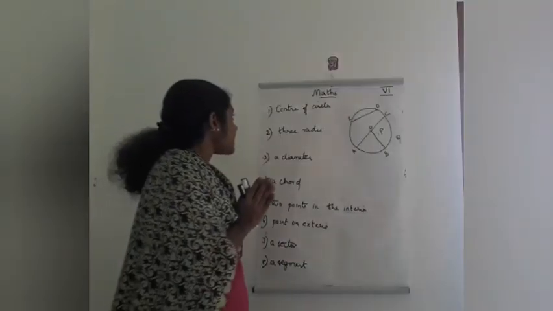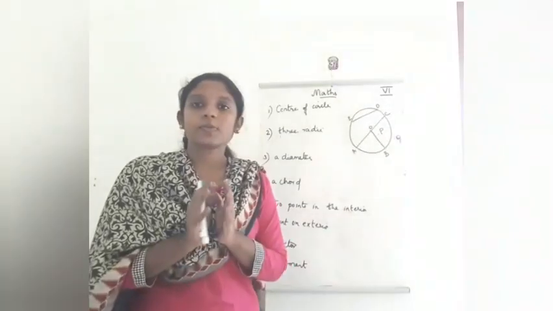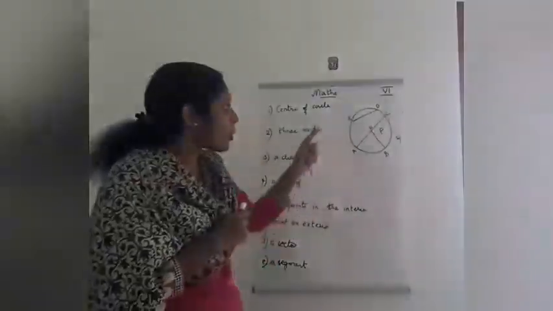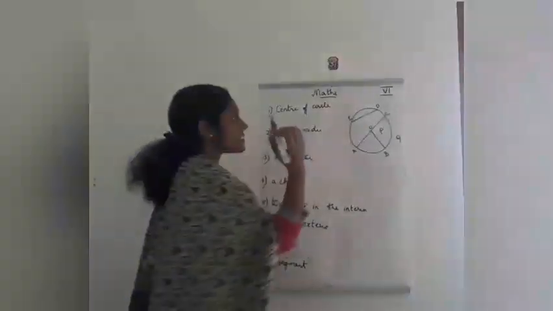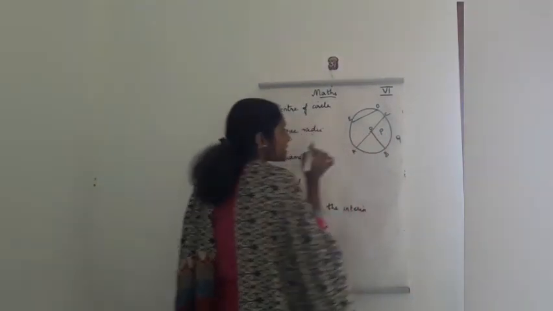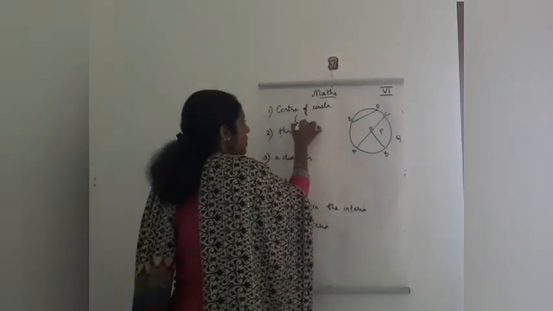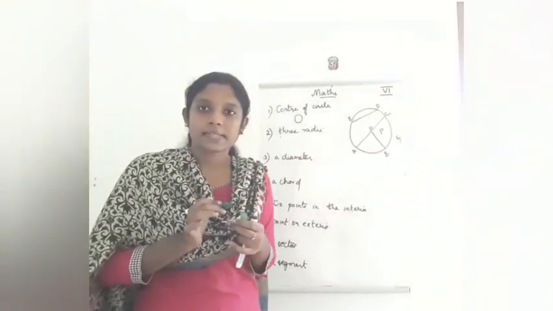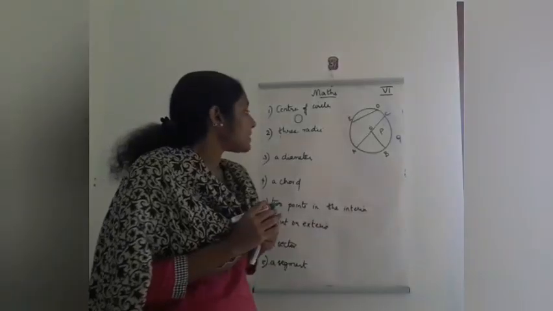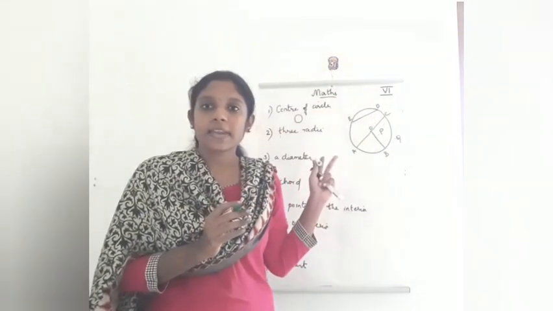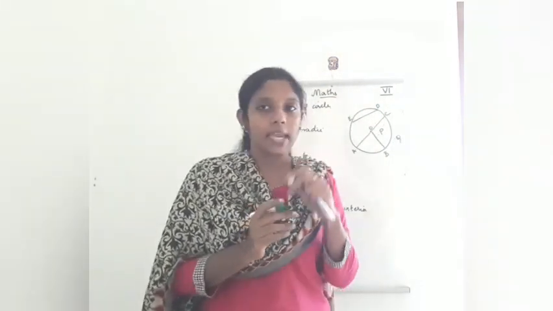First one is to identify the center of a circle. We have studied that the center of the circle is a point which lies in the center. Yes, this is the center and it is labeled as O. So O is the center of the circle. Second one is 3 radii. Why is it given as radii? Radii is the plural of radius.